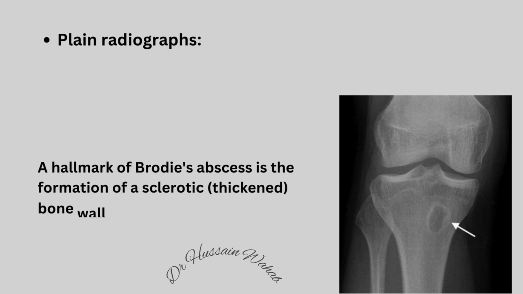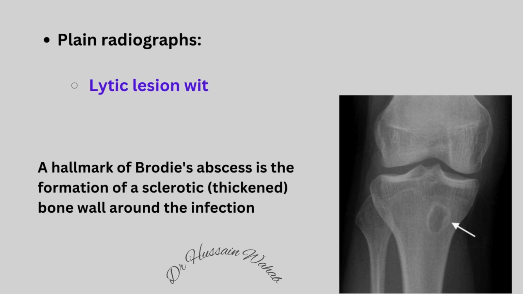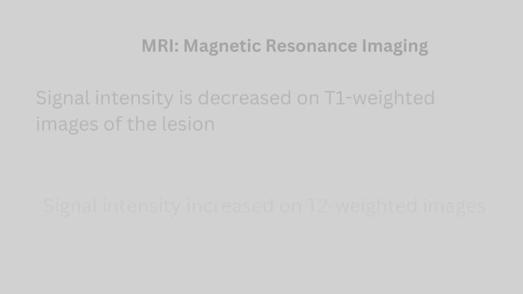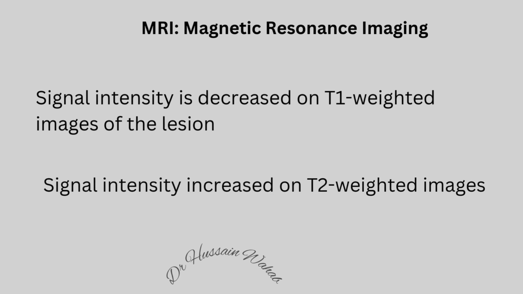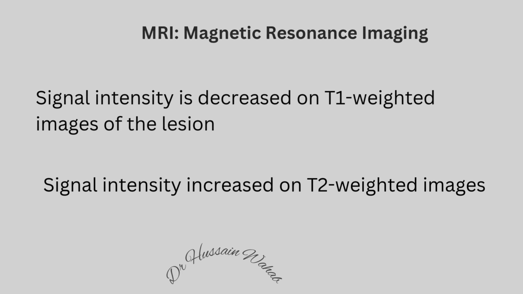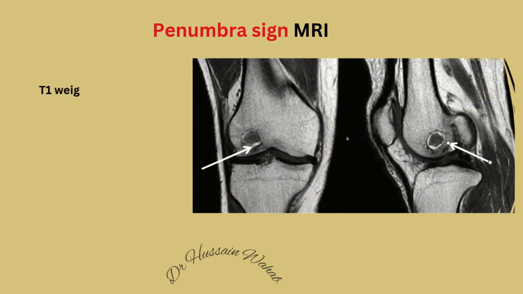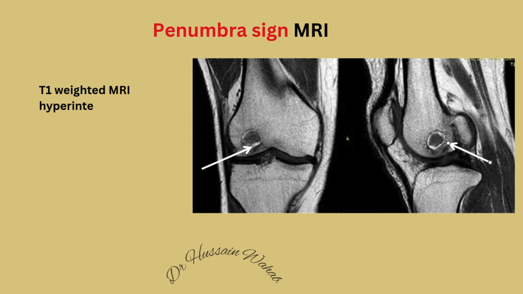Findings of radiographs: on plain radiographs, a lytic lesion with a rim of sclerotic bone. A hallmark of Brodie's abscess is the formation of a sclerotic, thickened bone wall around the infection. Findings on magnetic resonance imaging, or MRI: signal intensity is decreased on T1 weighted images of the lesion. Signal intensity is increased on T2 weighted images, as shown in the next slide. MRI is useful for discriminating subacute osteomyelitis from other bone lesions.